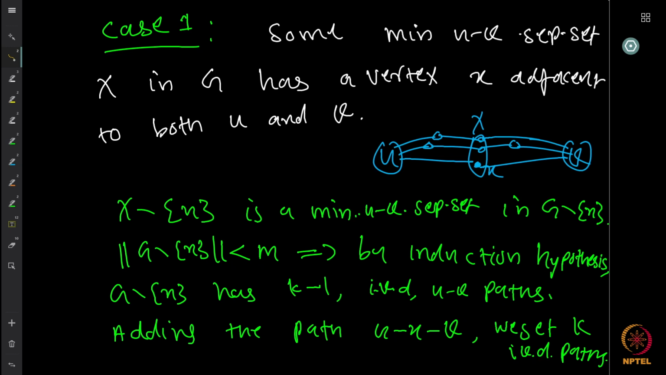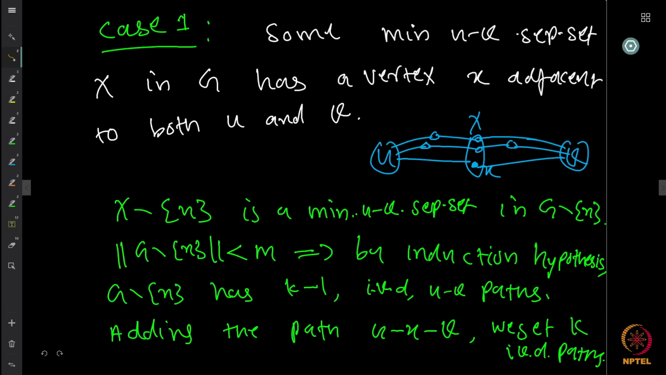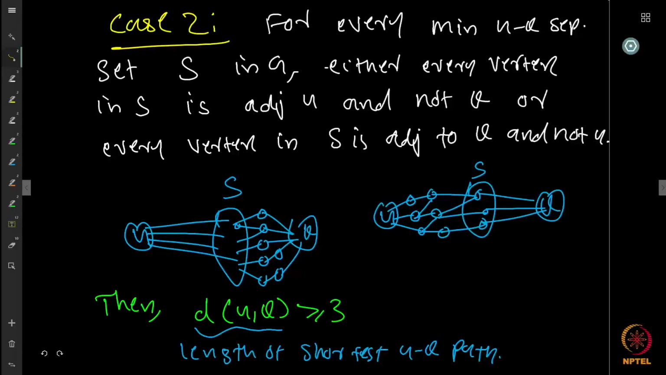So this case is okay, right? If the graph contains a separating set with the property that one vertex is adjacent to both U and V, then we can easily use induction. So that is case 1. Once we finish with case 1, we will assume case 2 has the following structure.